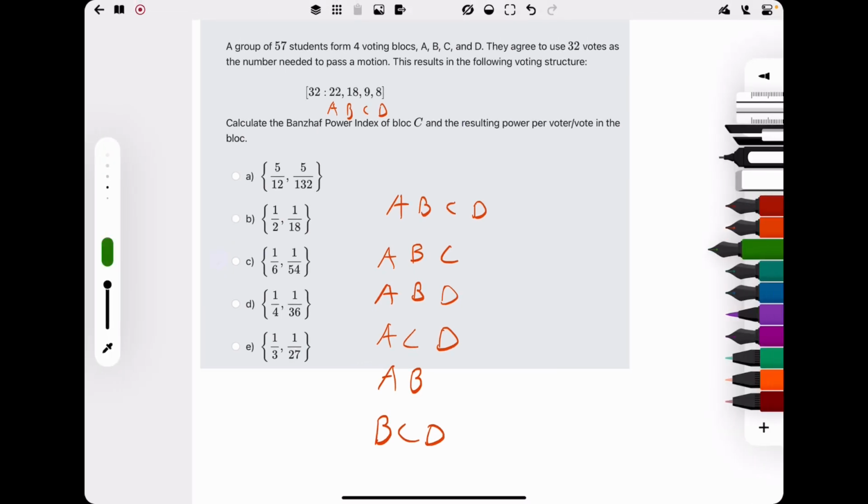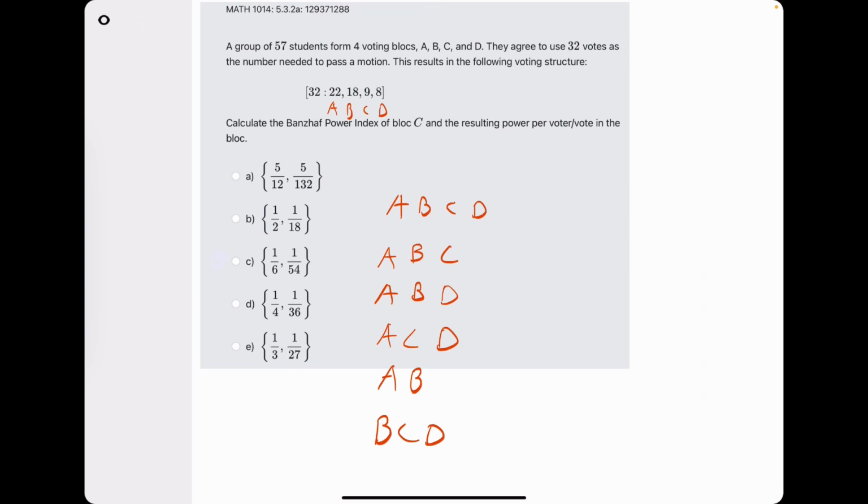So now let's list all the critical voters in each one. So we know B, C, D works. So if we leave off A, that's fine. But if we left off A, I guess no one would be critical then, because all those work. So I'm gonna go with none on this one. However, if we left off, say, A on this one, that would be critical.